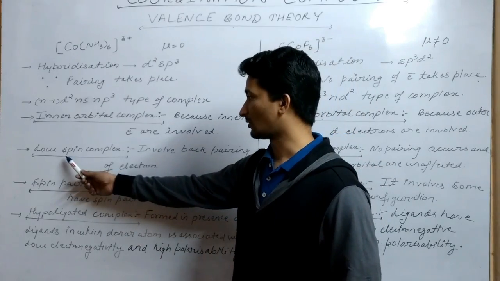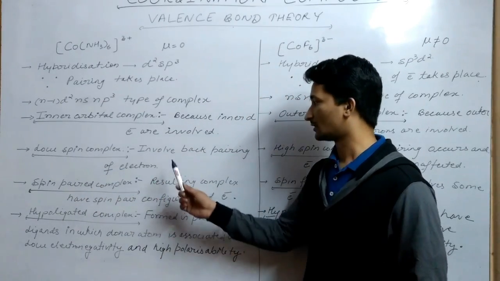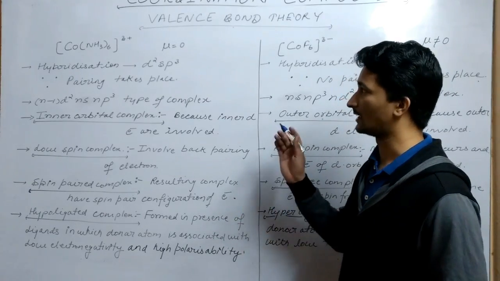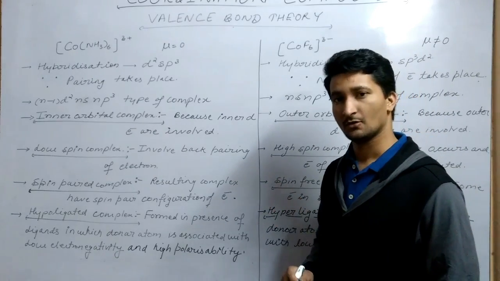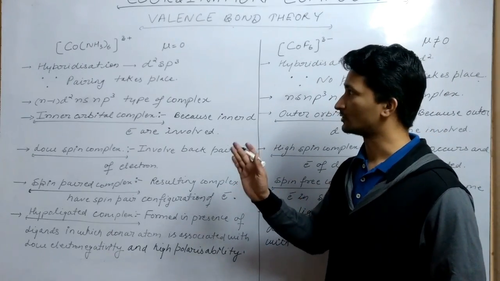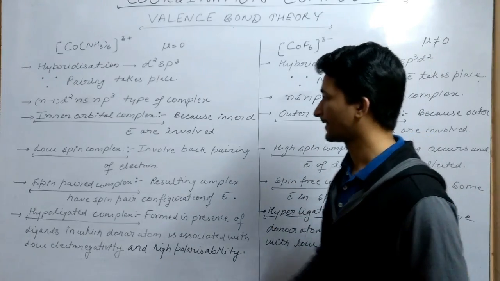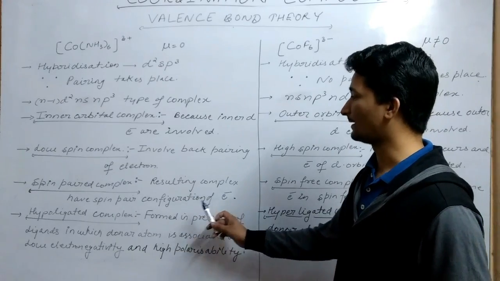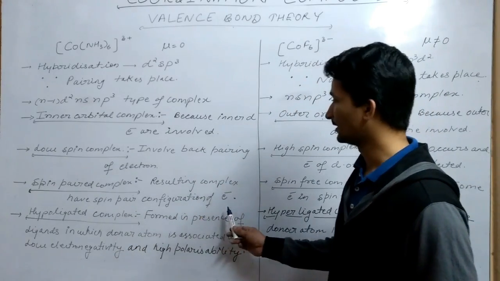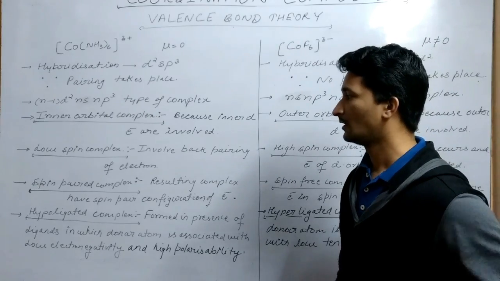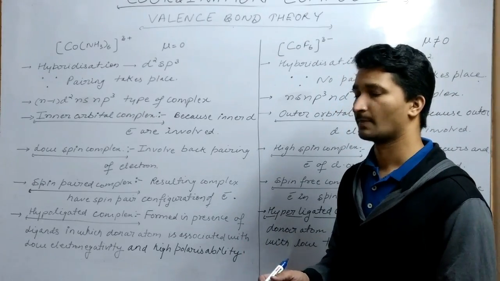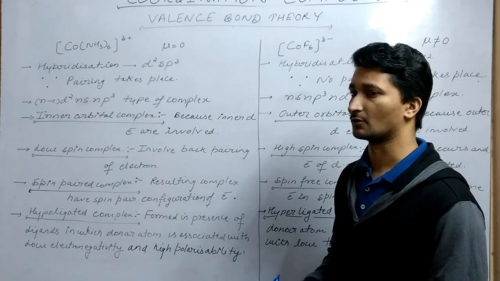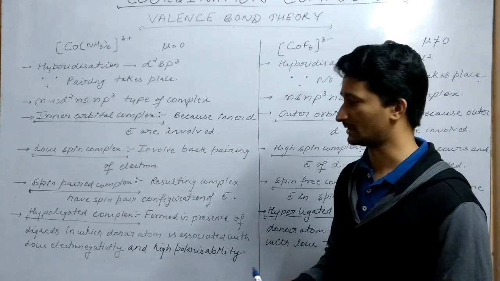Similarly, they are also called low spin complex because they involve back pairing of electrons. We have seen earlier in hybridization that when the ammonia comes towards the metal, the electrons of cobalt pair. They are also called spin paired complex because the resulting complex has a spin paired configuration of electrons. All the electrons are present in pairs, so one is plus half and another is minus half. Both types of spin are present.